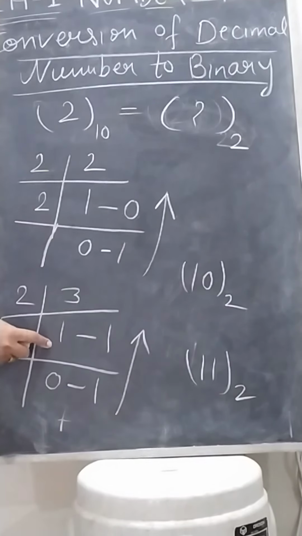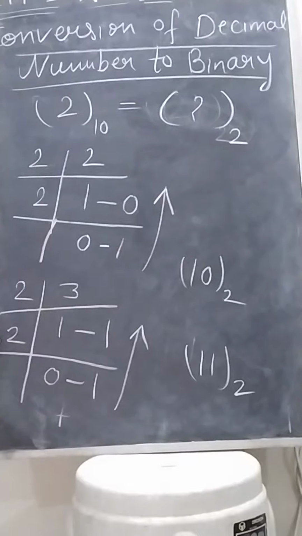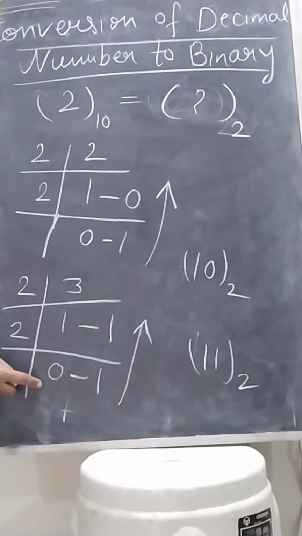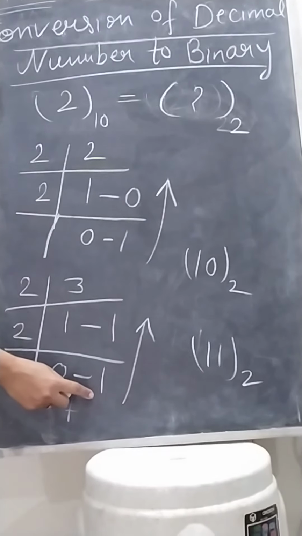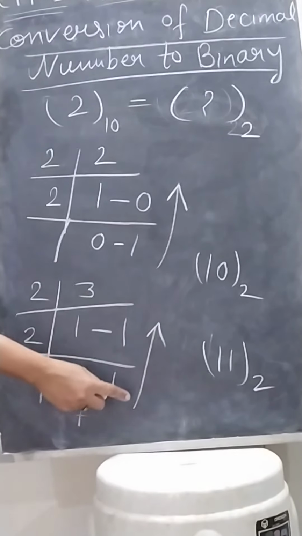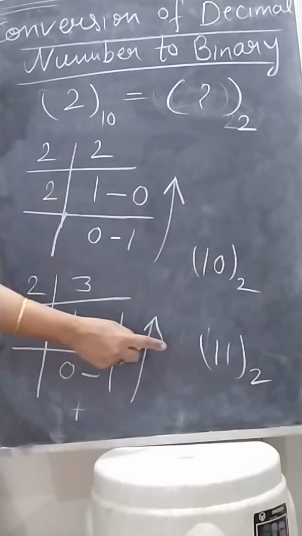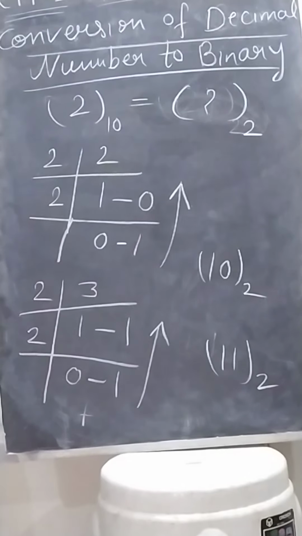2 ones are 2. Remainder becomes 1. Again divide by 2. 2 can't divide 1, so the quotient is 0 and the remainder again comes 1, and from bottom to top we write the remainder values 1 and 1, so this becomes 3 in binary number.